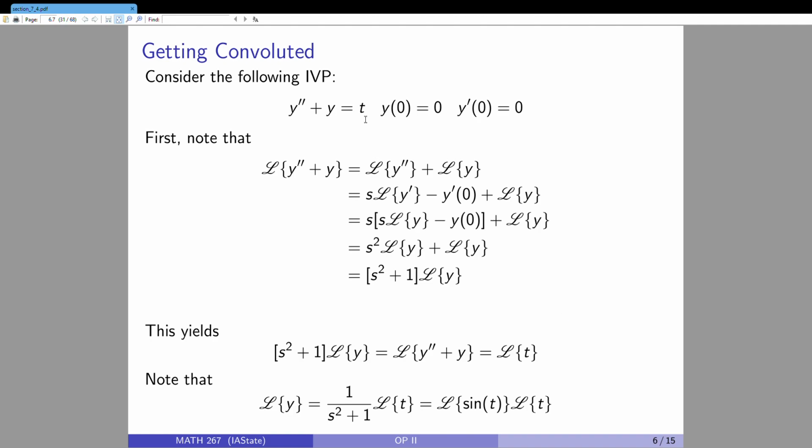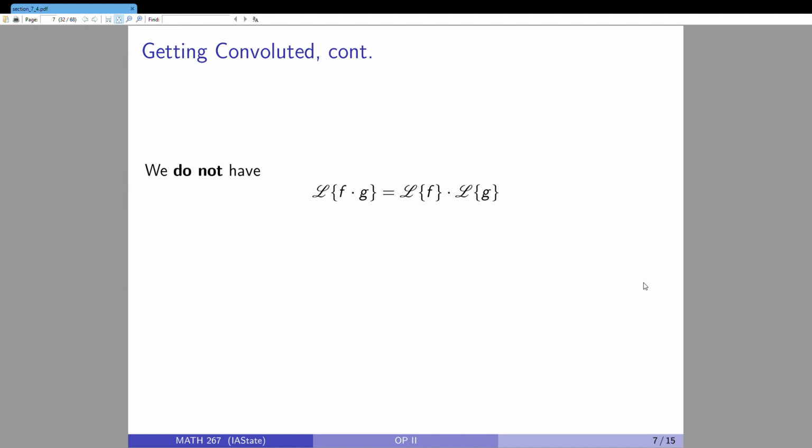So solving this differential equation is equivalent to this Laplace problem. Specifically, find the function whose Laplace transform gives me the product of the Laplace transforms of sine of t and t. All right, well, the first thing that I want to stress is that we do not have the following formula.